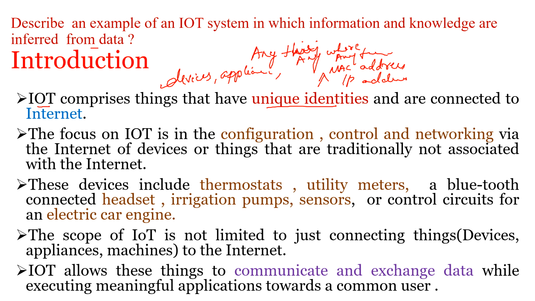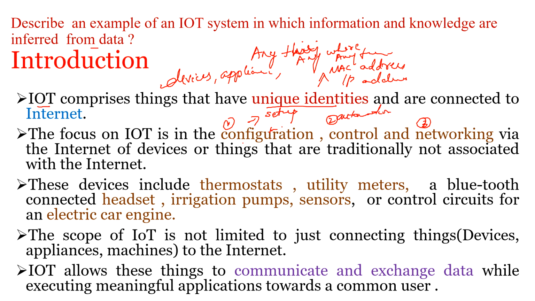The focus of IoT is on the configuration, control, and networking via the Internet of devices or things that are traditionally not associated with the internet. What may be your configuration? We can define configuration as the process of setting up and customizing the IoT devices to operate within a specific environment, so setup, managing, and communicating effectively. What may be your control? It is enabling remote control and automation of the devices.